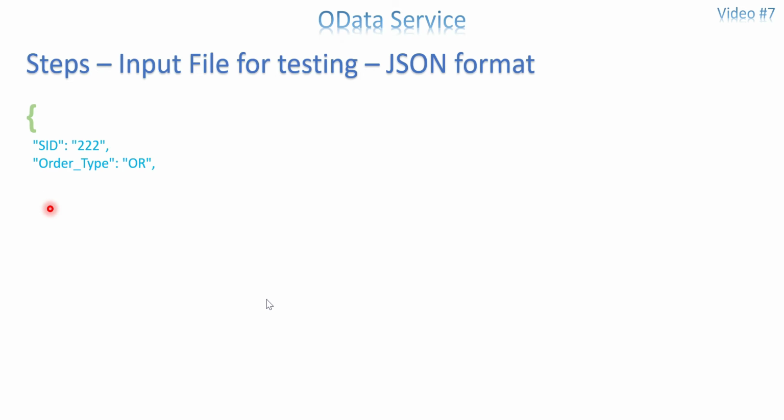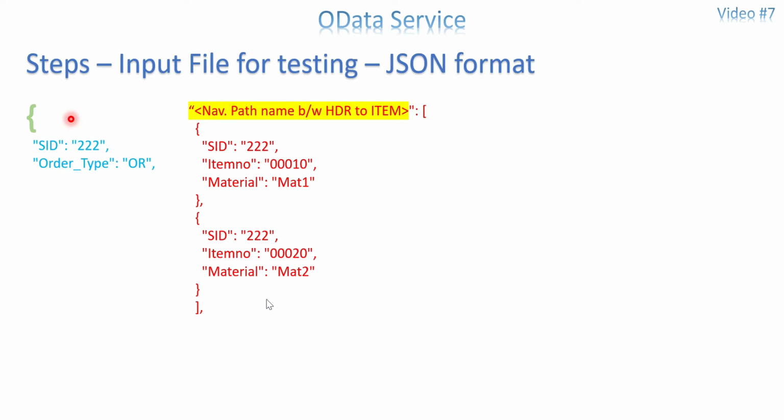It's case sensitive. If it is camel case, or small or capital, however you declared it, you have to declare the same. So SID is full caps and order type I have created in normal case. Then colon, double quotes, and you give the value. So this is my sales order and this is my order type. Clear? So this is for header.